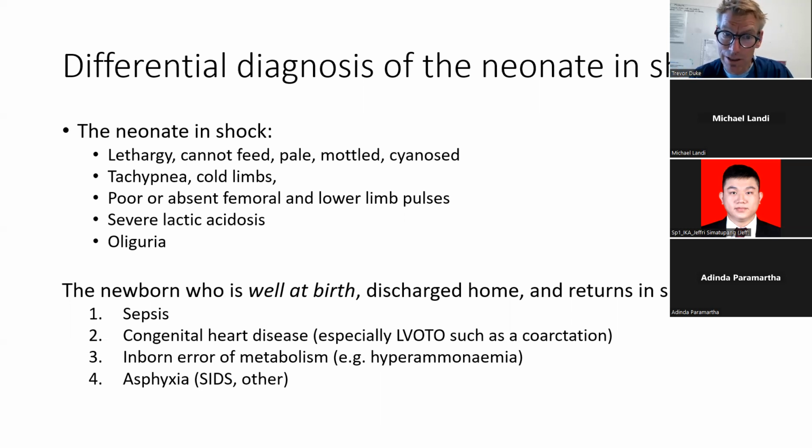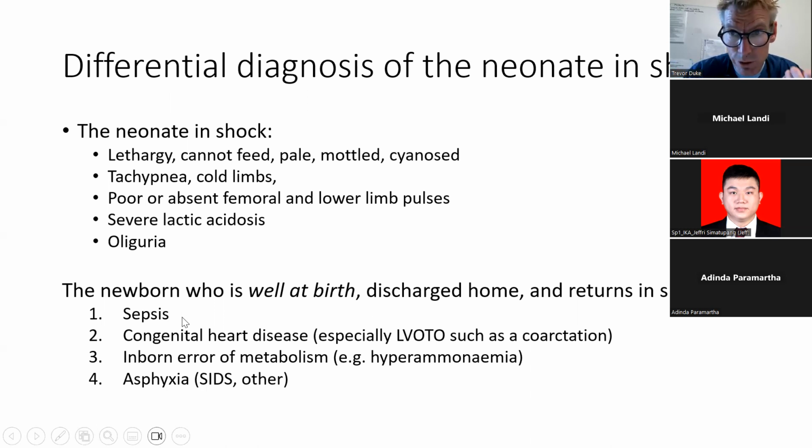But they all present in roughly the same way. They all present lethargic, can't feed, they're pale, mottled, often cyanosed, tachypneic, and they have cold limbs. They often have poor or absent femoral and peripheral pulses. They sometimes have a metabolic acidosis, and they won't be passing urine. And this case scenario, if a baby is well at birth, discharged home, and then returns in shock in a few days' time, can really only be one of 4 things. And the first 2 are the most common.